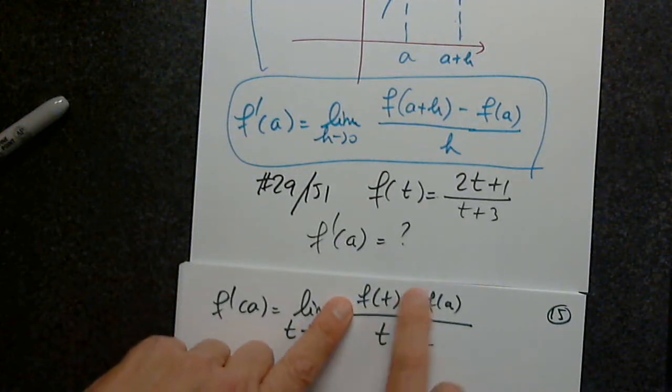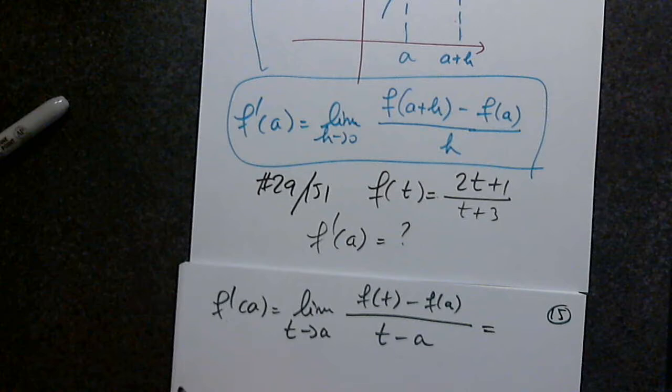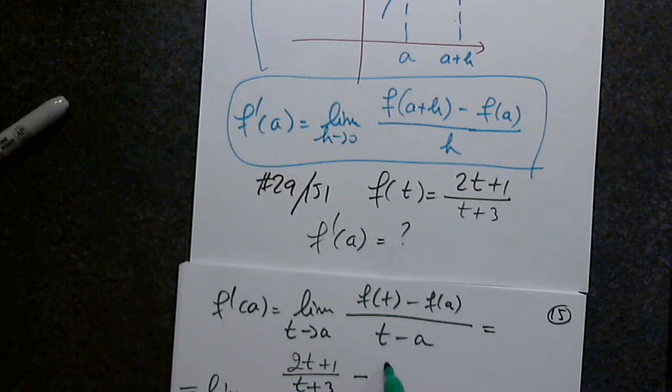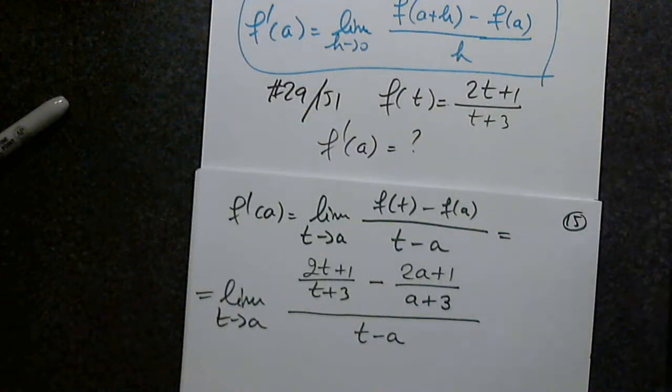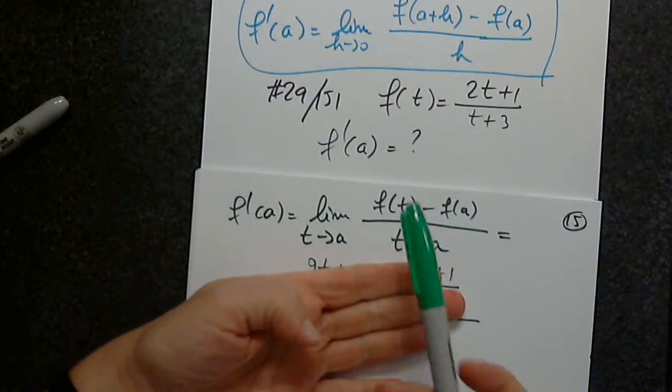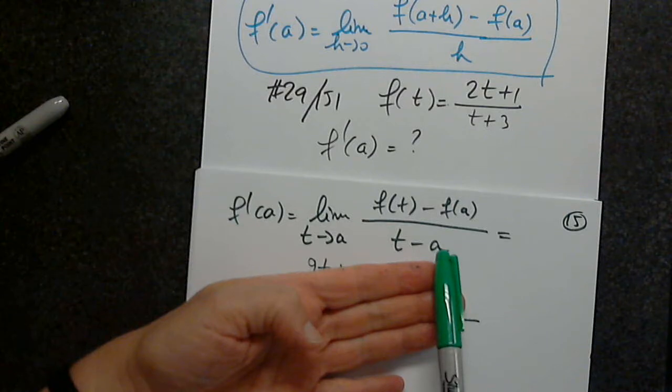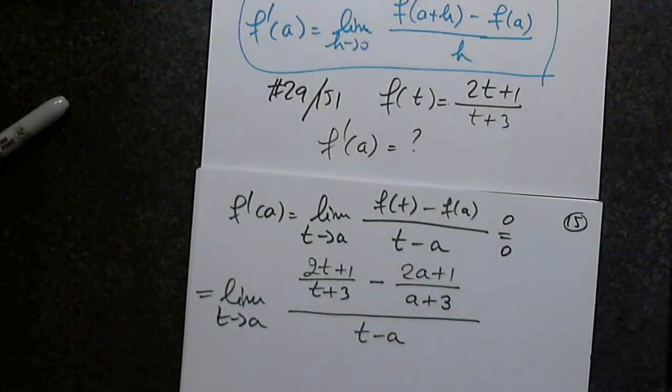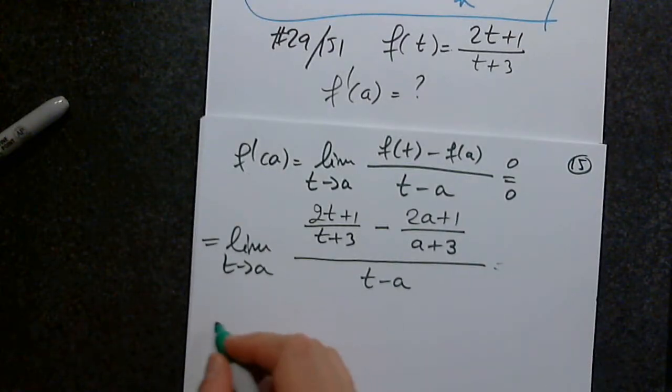I have to copy f of t. I have to copy the limit operator. So 2t plus 1 over t plus 3, t minus a in the denominator, and 2a plus 1 over a plus 3. Okay, now when you plug in a, what do you get? You don't even have to plug in here. It's f of a minus f of a over a minus a. So obviously it's 0 over 0. Good.